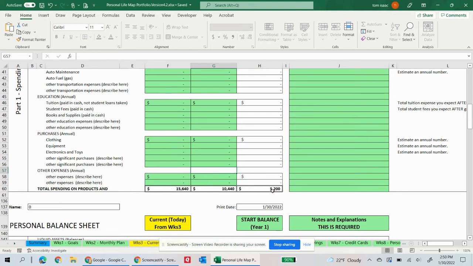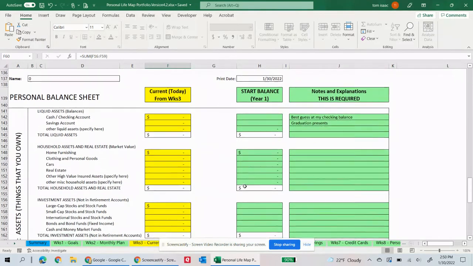Now, when you get down to the bottom here, you'll notice that you have a very useful total. On the left, it has the total spending on products and services. The total amount of money in this example is $15,640, of which someone else pays $10,440 and I pay $5,200. So you can see 15,000 is how much money is being spent on me, 10,000 is how much somebody else is helping out with, and this is how much I'm paying. This is useful for you to keep track of what it's really going to take for me to be able to make it. Just like worksheet 3, there is a personal balance sheet as well.